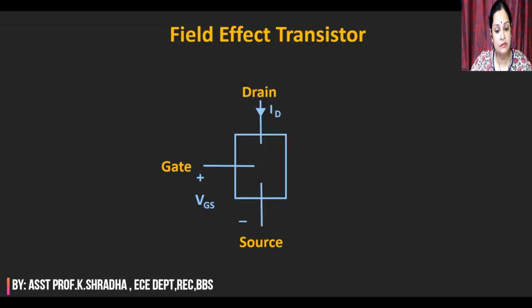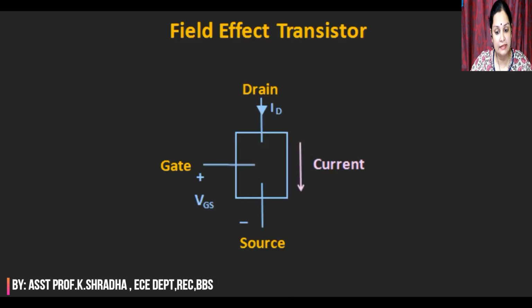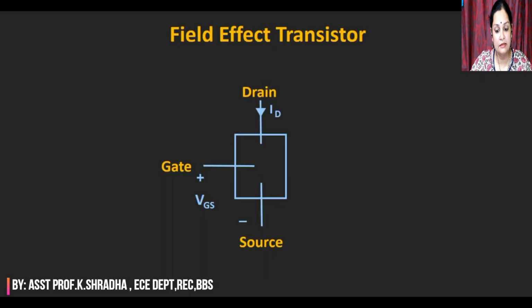So, the three terminals of the FET are known as gate, drain and source. In a FET, the current flows between the drain and the source terminal. And this current can be controlled by applying a voltage between the gate and the source terminal. This applied voltage generates the electric field within the device. And by controlling this voltage, we can control the flow of current through the device.